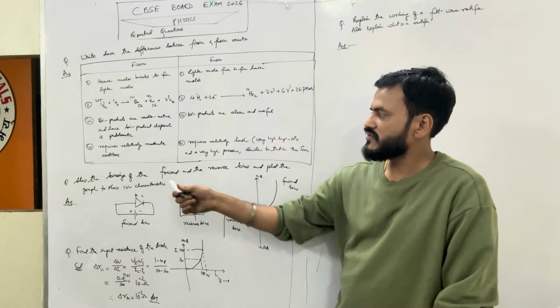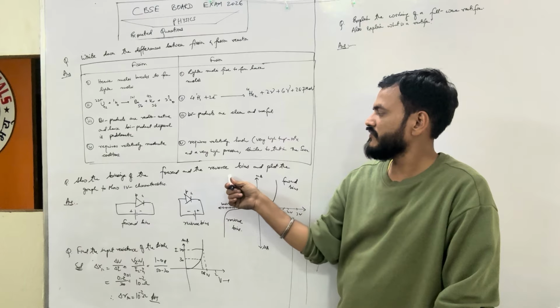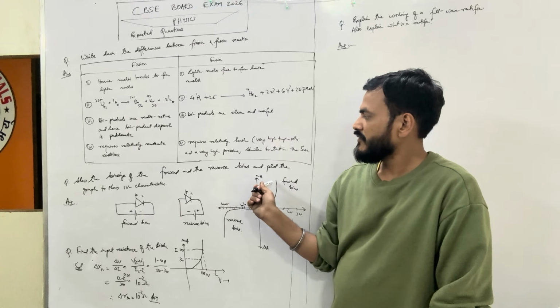Next question is to show the forward bias and the reverse bias in a PN junction diode.